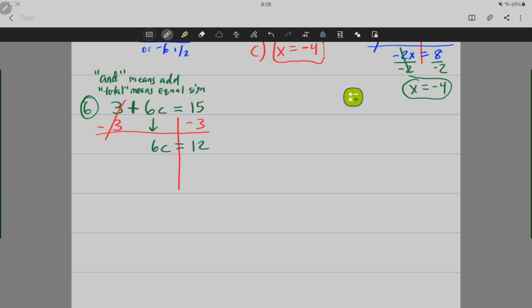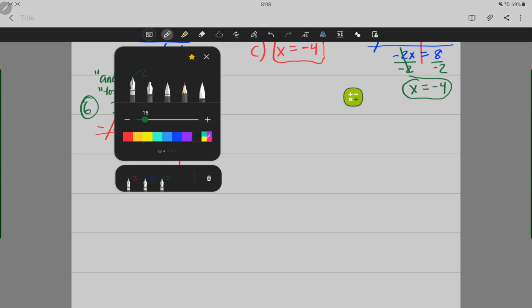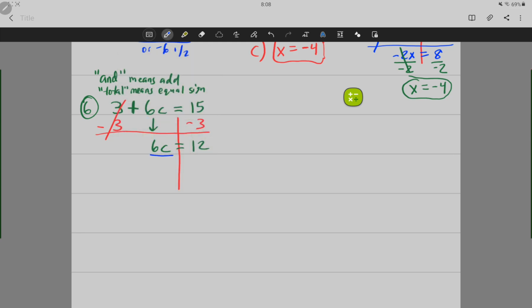Now what operation do we see? Well, it says 6c. And from the earlier problems, we should remember that a number next to a variable is multiplication, 6 times c. So the inverse of multiplying is to divide. What do we divide by? We should also remember, divide by the coefficient. So whatever number is in front of our variable, in this case the number 6, divide by that because we want that to go away. Now balance the equation. Whatever we do on one side, do the same to the other. Divide by 6.